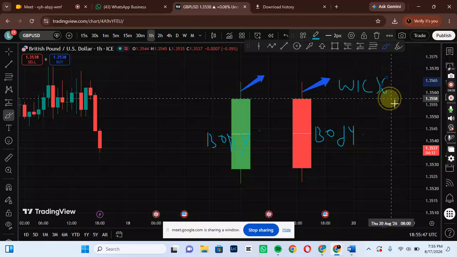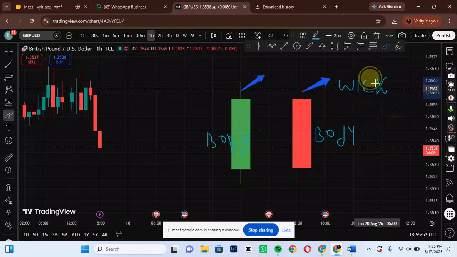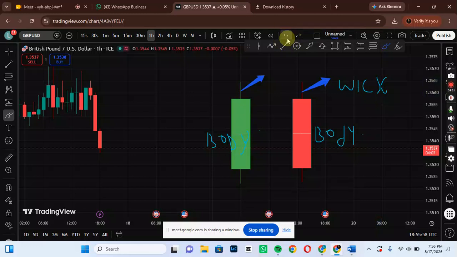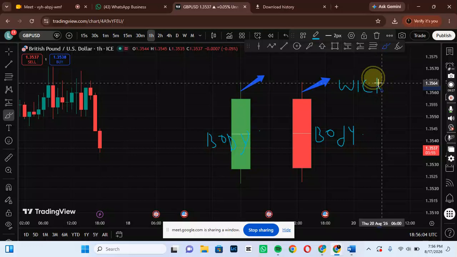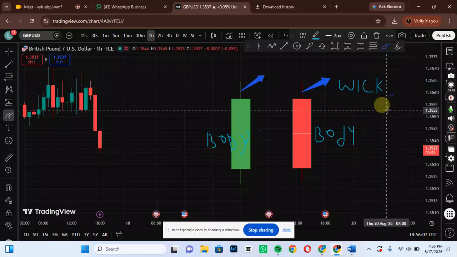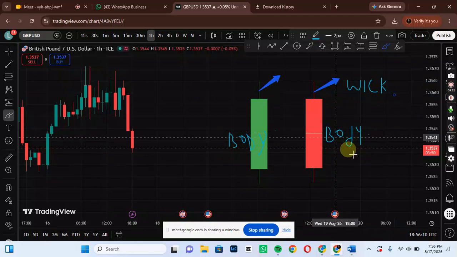So we have this as our wick. Now we'll see on writing today. Okay, we have this as our wick. Oh, this thing is stressing me. We have this as our wick. So we have this as our wick here, and we have this as the body of the candle.